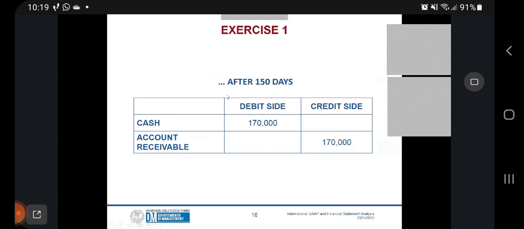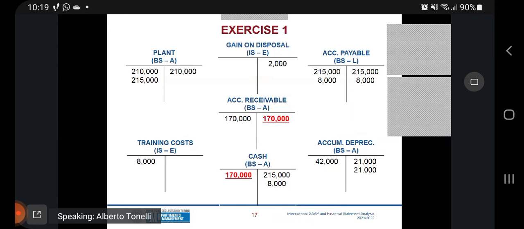After 150 days, the company collects the selling price of the previous business transaction, so the inflow of cash is equal to 170,000, while we have to reduce the account receivable on the credit side for the same amount. Updated the account. Inflow of cash 170 credit side, and then the reduction of the account receivable.